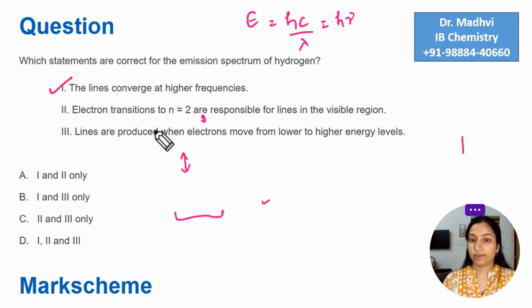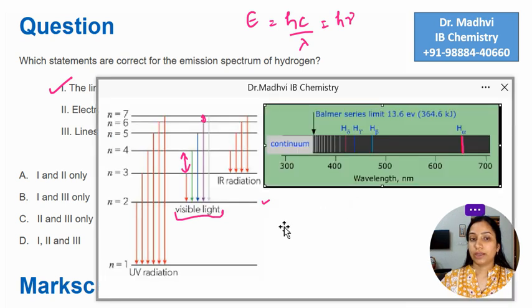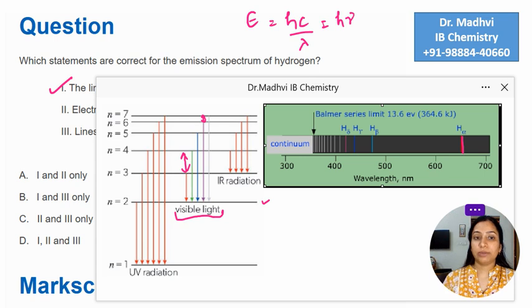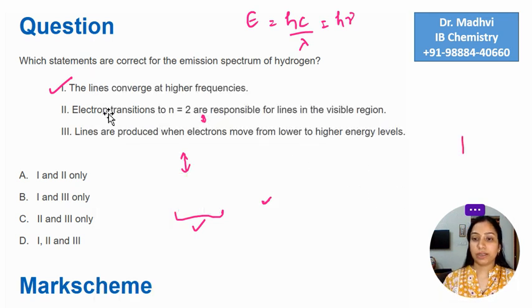higher frequencies. Electron transitions to n is equal to 2 are responsible for the lines in the visible region. Again, if you see this image, it shows the lines of the Balmer series occur in the visible region. So these are coming to this n is equal to 2 and are showing the visible light, right? So that's why this second statement is also right.